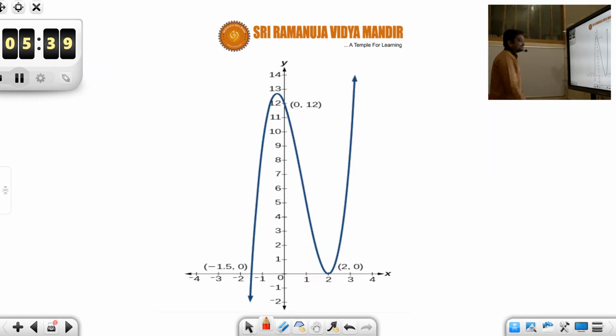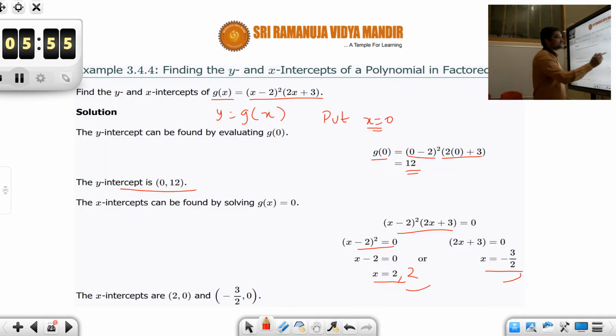So if you look at the graph, see the graph is smooth and it is continuous and it is passing through the x-intercepts, that is minus 3 by 2 and 2, and the y-intercept. Y-intercept we have learned, right? What did we get as the y-intercept? Y-intercept we have got as 12.